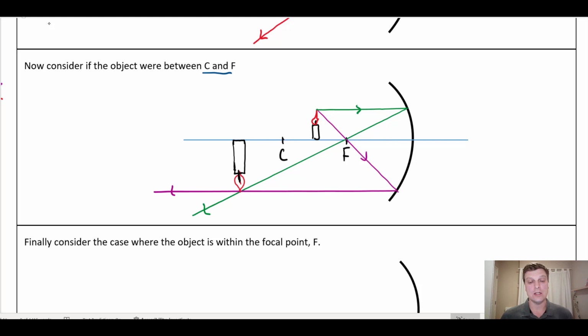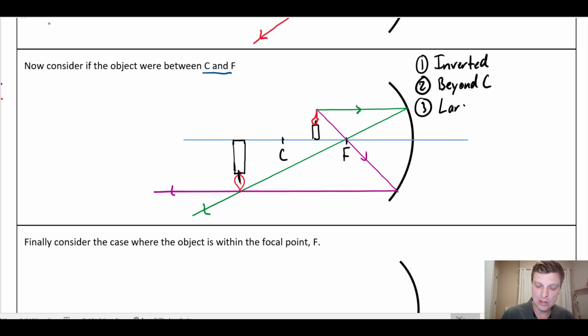Now, take a look at this. What do we know about this case? Well, there's 4 things we can notice again. Number 1, my image is inverted again. Okay, so my image is inverted, that's for sure. The second thing to notice is that the image is beyond C. So it's further away than it was before. The third thing to notice is that it is larger. So my image is actually larger than it used to be. And then the last thing, it is still real. So again, we're maybe not quite sure what we mean by that, but the rays of light actually converge at a single point. And so that is a real image.